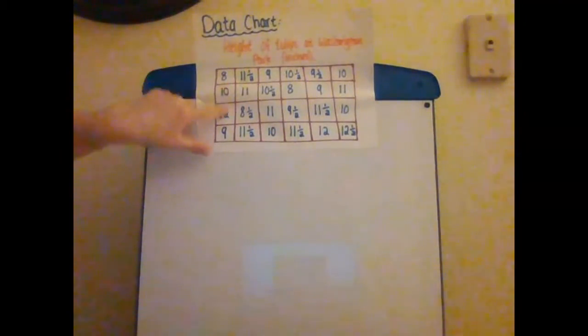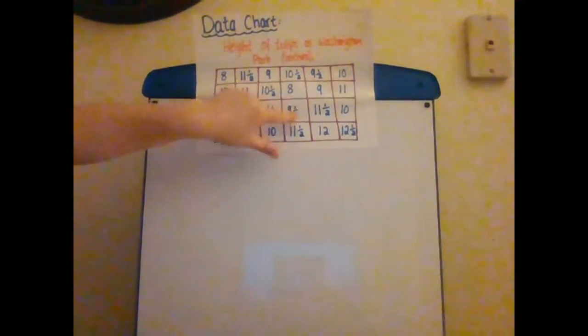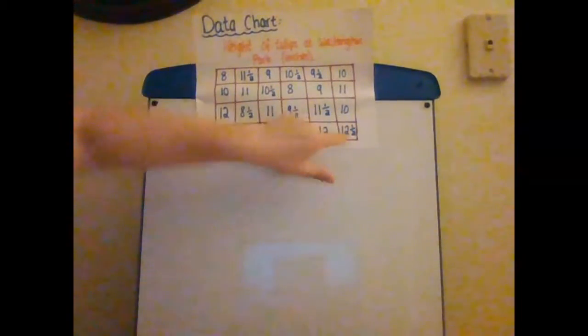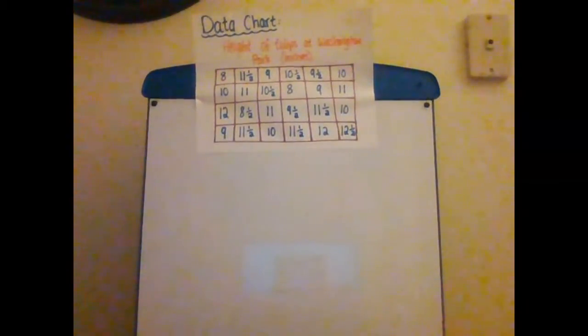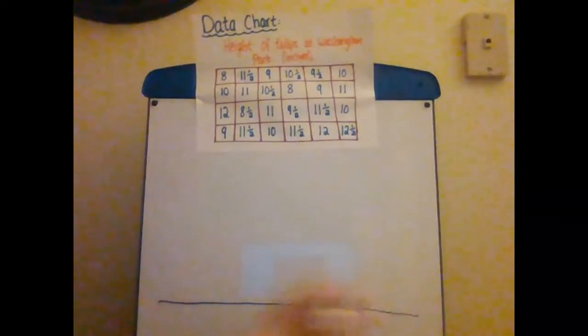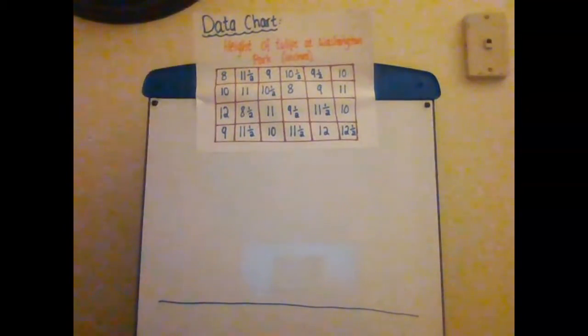So I took 1, 2, 3, up to 24. I measured 24 tulips from Washington Park, and these were the measurements that I got. Okay, so let's start to create our line plot. I'm going to draw my straight line along the bottom here. First I'm going to put a title on my line plot. What would my title be? You can use the exact same title that the data chart is given.